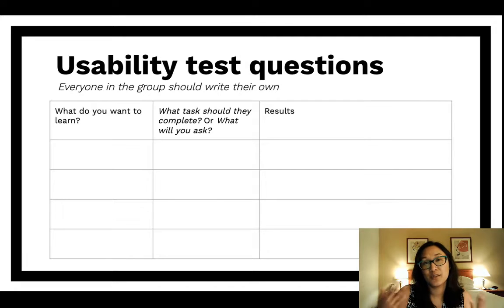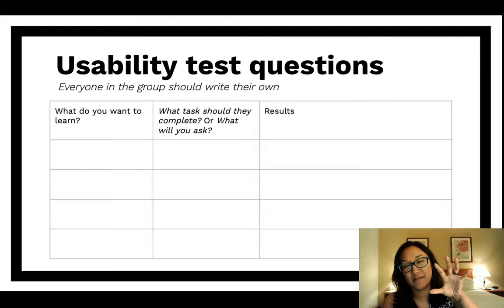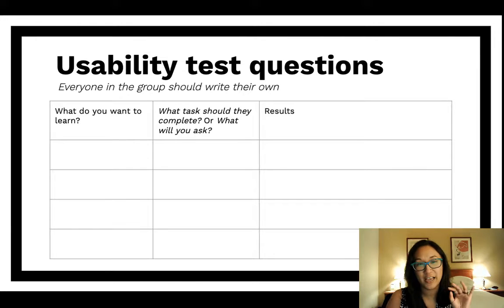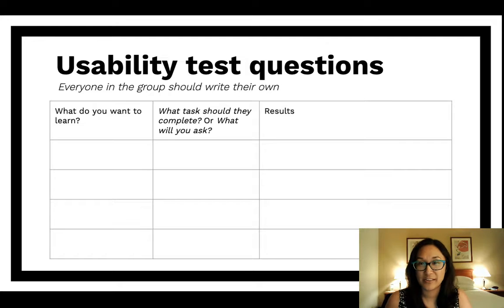So here is a loose format of how you can organize your notes and your questions. You certainly don't have to use it, but this is just an example. It helps you break down what you want to learn, and then from there, what kind of tasks do you need them to complete in order to learn what it is you want to learn? And then from there, any results that you notice between participants. So maybe participant 1 signed in first before calling a ride, if you were designing for Lyft, for example.